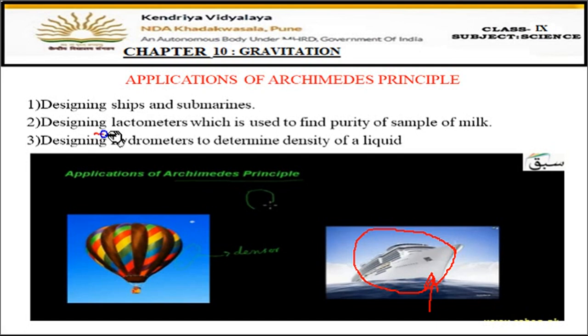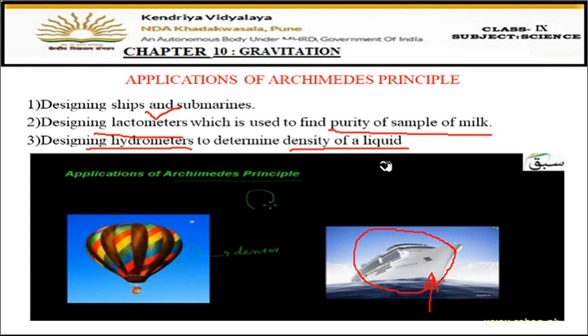And then designing lactometers. Lactometers are devices which are used to find the purity of a sample of milk. So in designing lactometers, the design is such that more liquid can be displaced and Archimedes principle can be used. Then in designing hydrometers, hydrometers are also devices which are used to find the density of a liquid.